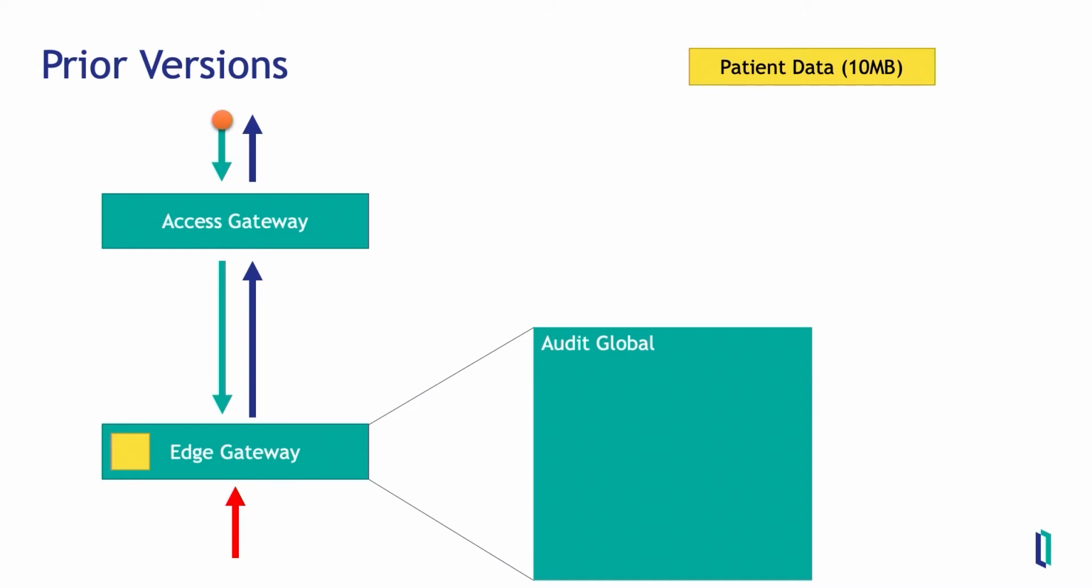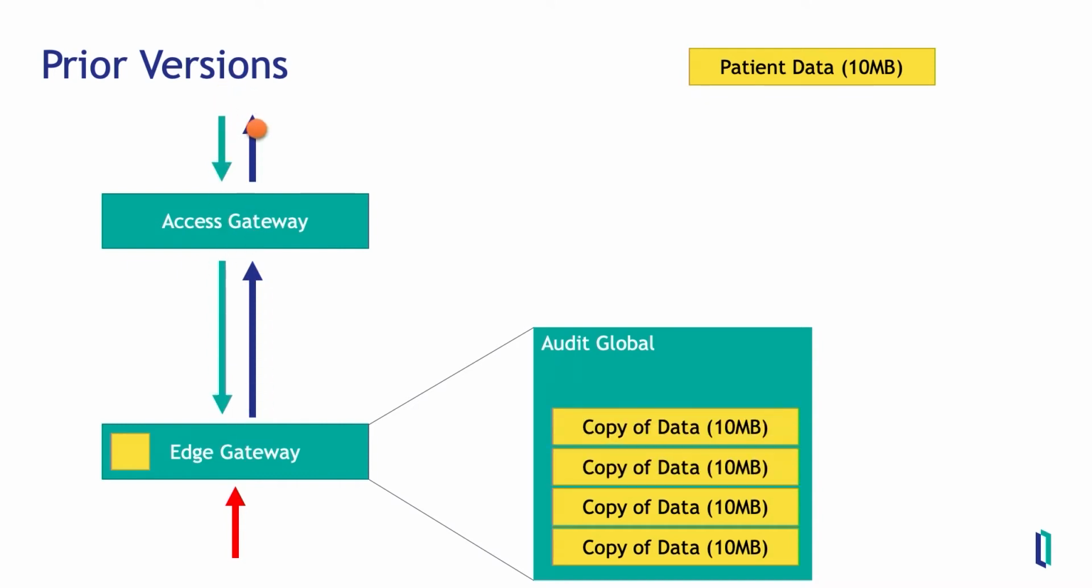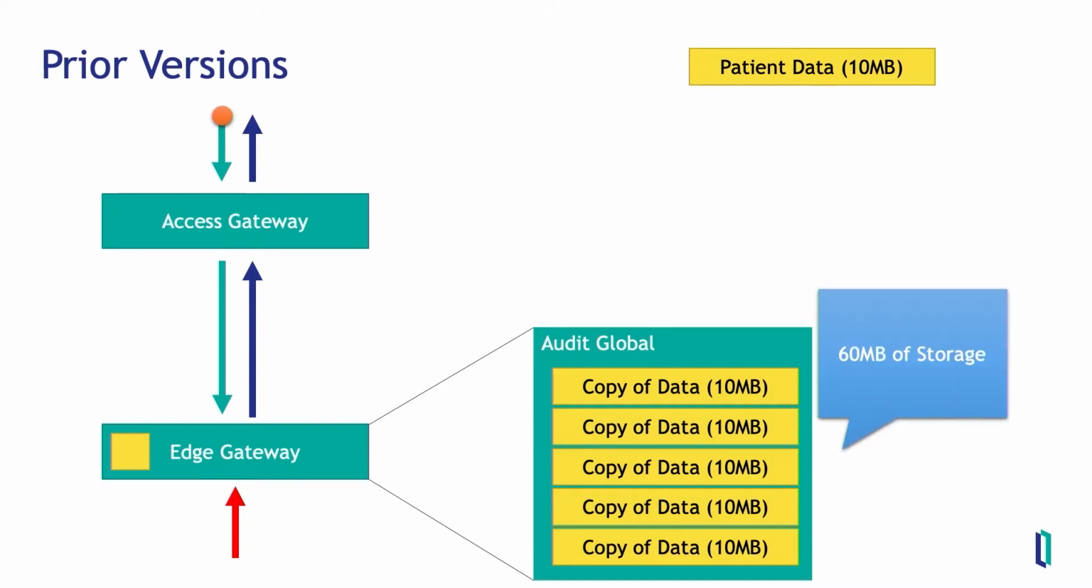So your edge gateway is storing that record, and your first request comes in. And the edge gateway saves a copy of that 10 megabytes off to the audit global. The next one comes in, 10 megabytes. The next one, another 10 megabytes. The next one, another 10 megabytes. That could have been 5 requests from 5 different users in the clinical viewer within a period of 1 hour. And for that 10 megabytes of data, you've logged 50 megabytes of audit data. And you've got 60 megabytes of total storage now taken up by that patient record in your system.